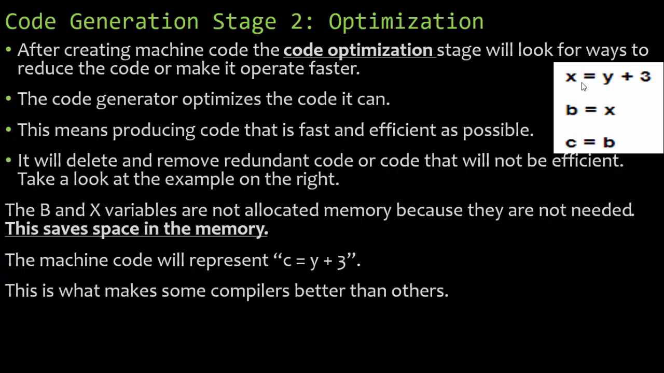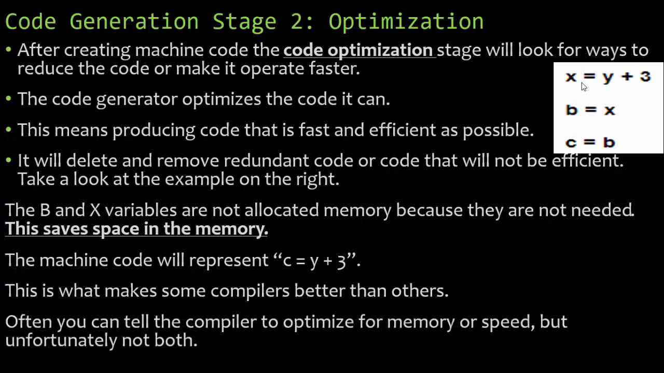And this is what makes some compilers better than others. Now with optimization, you can tell the compiler to optimize for memory or speed, but unfortunately you can't tell it to do both. On the exam, it will say the code has been optimized for memory. What is one other way it could be optimized for? Well, there is only one other way, and that is for speed.